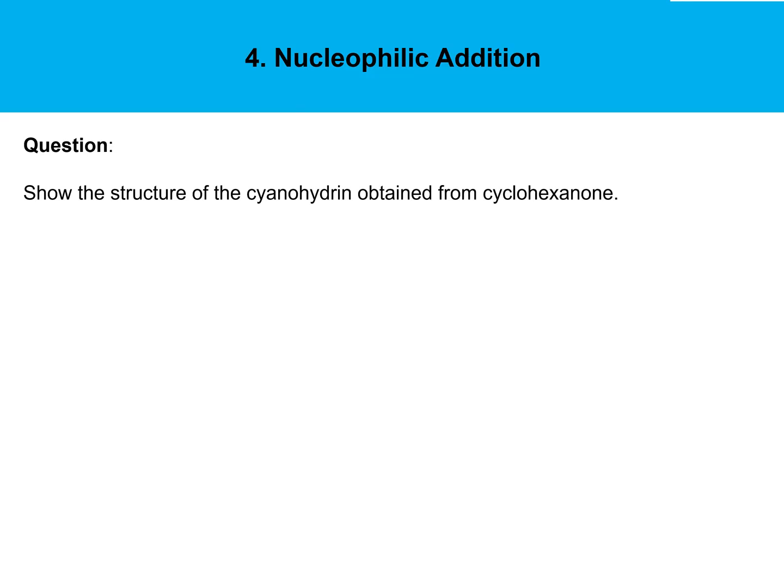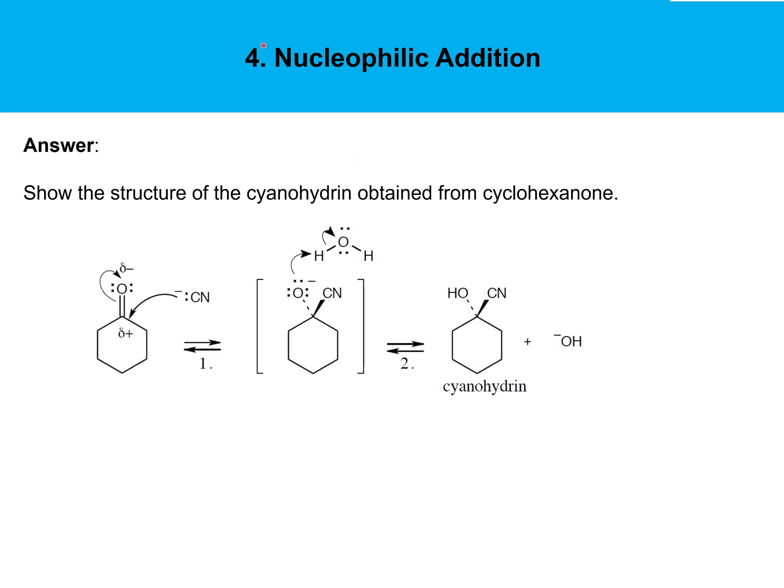With the reactions we just covered, we want to attack this question, which asks us to show the structure of the cyanohydrin obtained from cyclohexanone. If we use cyclohexanone to make a cyanohydrin, the reaction will occur as follows. The carbonyl carbon will be attacked by cyanide to produce this tetrahedral intermediate, which will then be protonated to produce the following cyanohydrin.